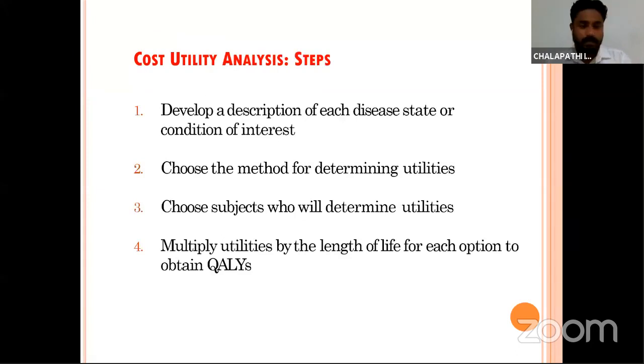When you go through the steps, there are majorly 4 steps in the calculation of QALY. The first step, we should develop a description of each disease state or condition of interest. The second phase is to choose the method of determining the utility. And the third one, as Siddhant asked a question earlier about who will determine the utility, I will discuss clearly here. The final one, we multiply this utility with the length of years for each option, and finally we calculate the QALY. Depending on the QALY, we will do an ICER calculation, and finally we will decide whether drug A or B is effective when compared to the other alternative.